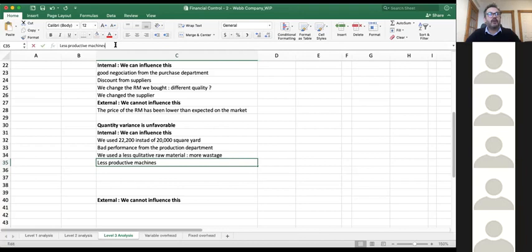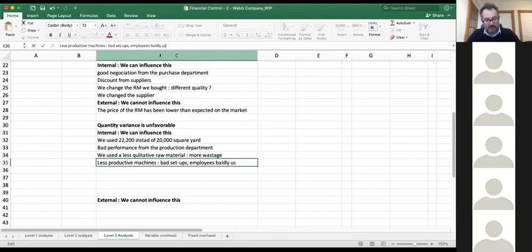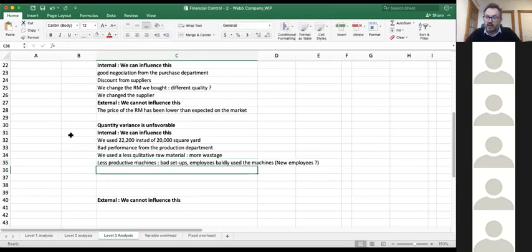That can be linked to bad settings, right? Bad setups. Maybe it could also be employees who badly used the machines. Maybe new employees that just arrived. That could be another explanation. More complicated design pattern, yes. So specific orders with more complicated designs or patterns. That's excellent.